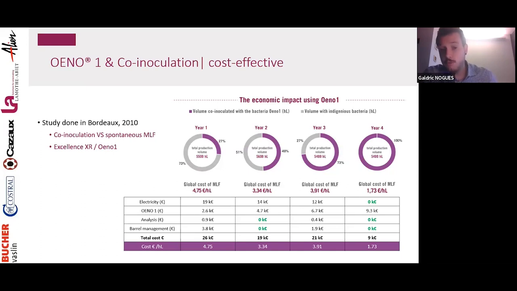Of course, the cost of NO1 increases because you buy more bacteria to inoculate, but the cost of analysis goes down. You just do a malic check at the end to see if malolactic fermentation is done. And you don't have any costs connected to barrel management, because you don't have to warm up, to move, to rack, and so on. So the total cost for the winery with co-inoculation went from 26,000 euros to 9,000 euros just by switching to co-inoculation. And we don't take into account here the time for the workers in the winery to move it, rack it, check, get the samples, go to the lab, and so on. It is long to do, and it represents hours of work that also has a cost for the company. So year four was definitely the most interesting in terms of economy with the NO1.